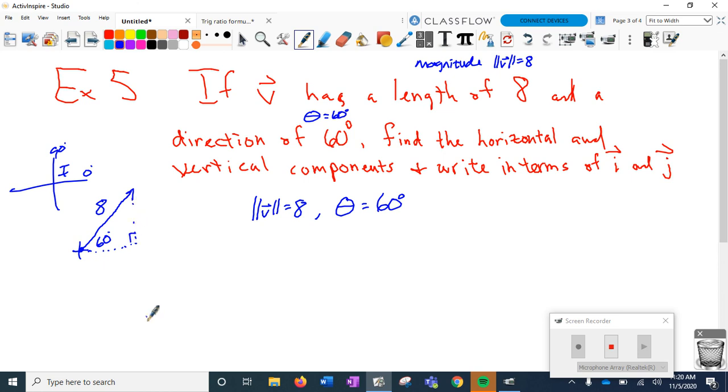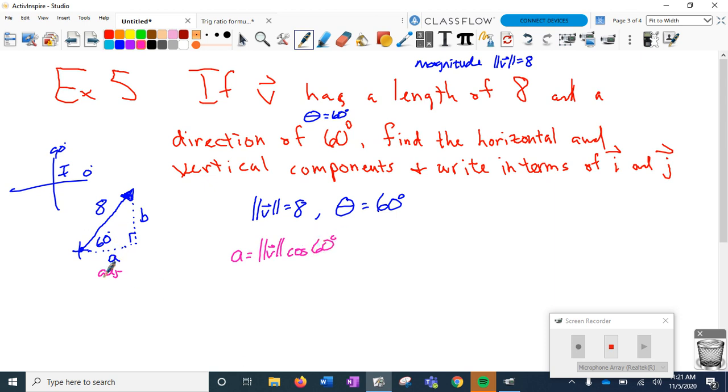Okay, we want the horizontal and we want the vertical. I've tried to make it easy for you and use alphabetic letters. I don't want to use X, Y because those tend to get confused with coordinates. But I want the horizontal component and the vertical component of this vector. Again, the horizontal component is the adjacent side to the 60. So if I want A, I'm going to take the magnitude times cosine of the angle.